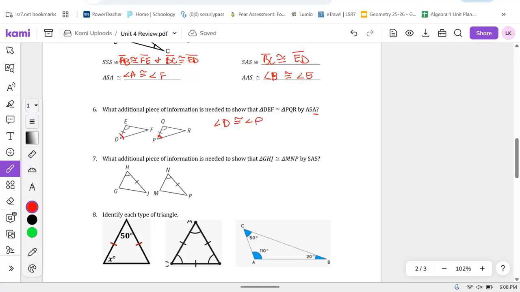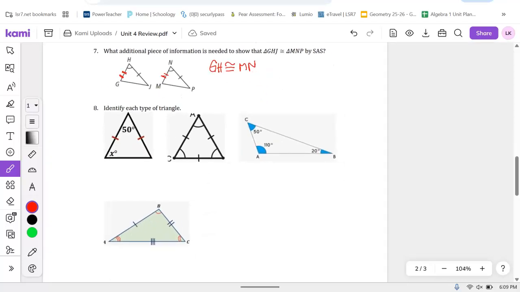What additional piece of information is needed to show that triangle GHJ is congruent to triangle MNP by side, angle, side? So again, we have an angle and we have a side, but we need a side on the other side of the angle so it's sandwiched. So we need right here. So that would be GH is congruent to MN.